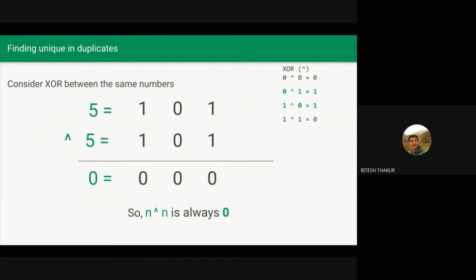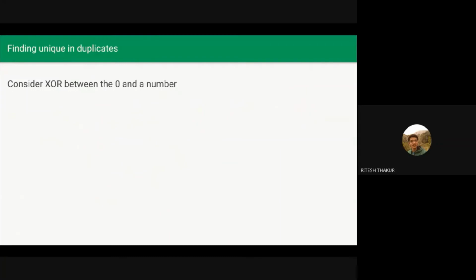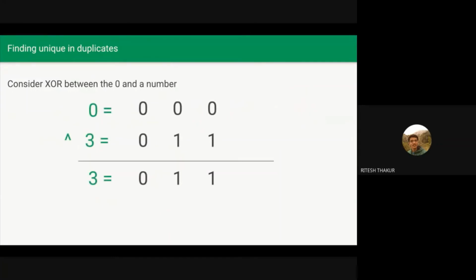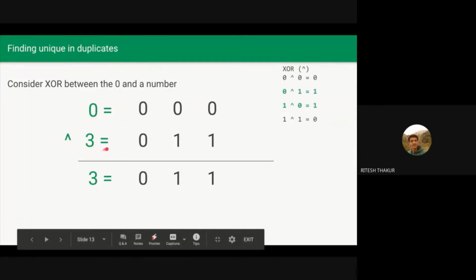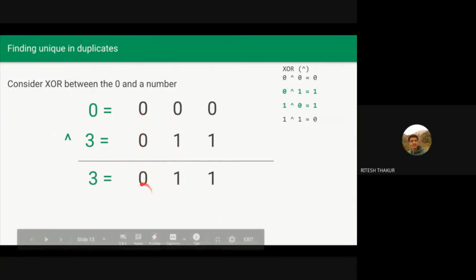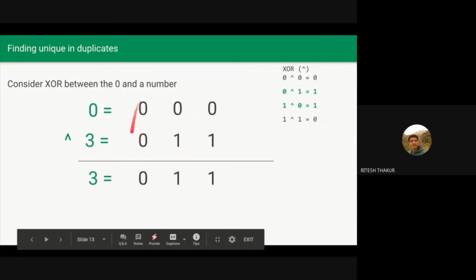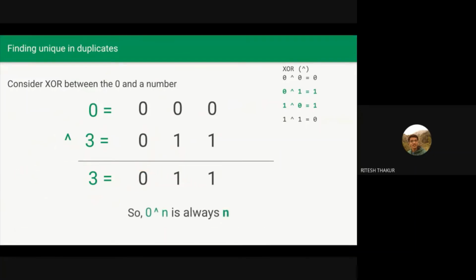The next property is that when I do an XOR between 0 and any number, I get the number back. Let's say I do 0 XOR 3. As you can see, 0 and 1 are different, so I'll get 1. When I do 0 and 1 again, I'll get 1. And here we have the same number, but again 0 is being carried over because our original value was 0. So I get 3 back. So when I do XOR of 0 with any number, I get the number back. These are the two properties which we'll be using. So let's look at the code again.